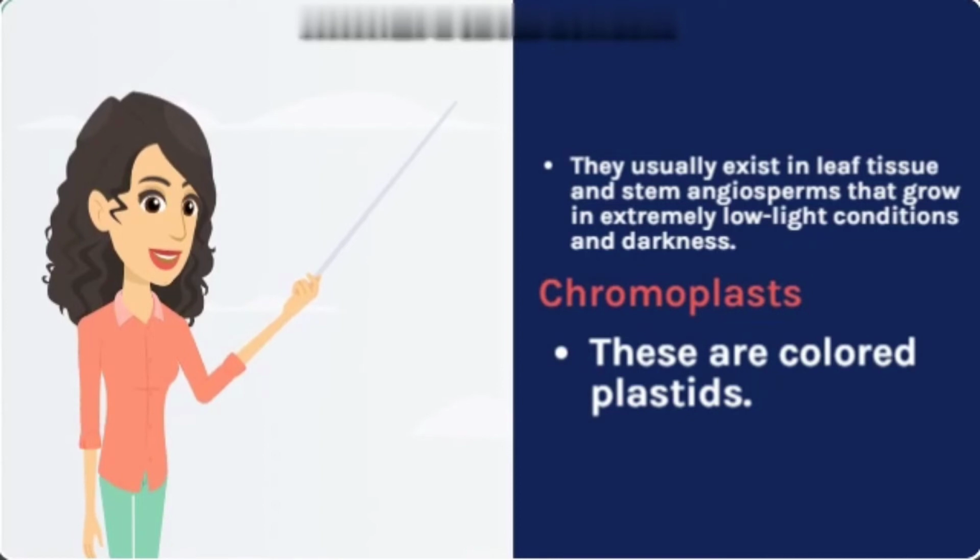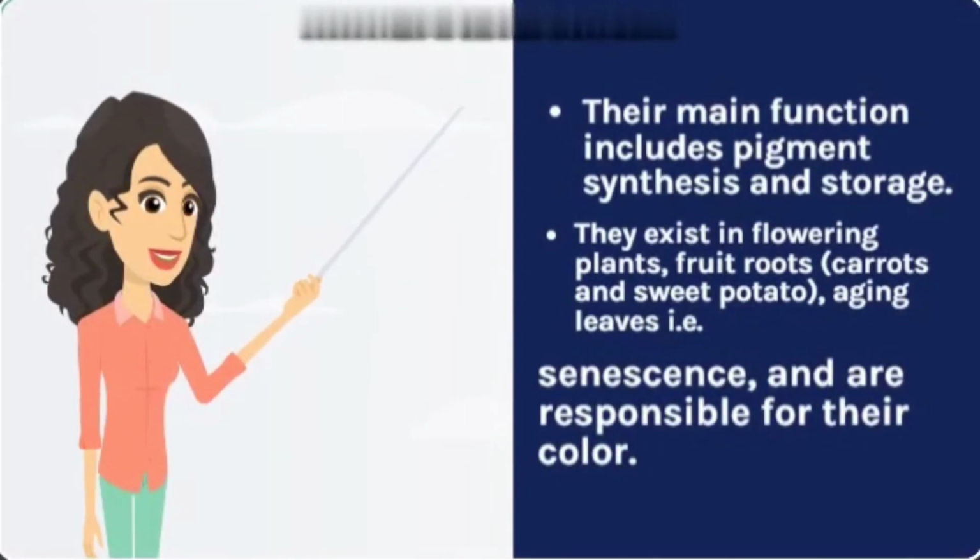Chromoplasts. These are colored plastids. Their main function includes pigment synthesis and storage. They exist in flowering plants, fruit, roots, carrots and sweet potato, aging leaves i.e. senescence, and are responsible for their color.